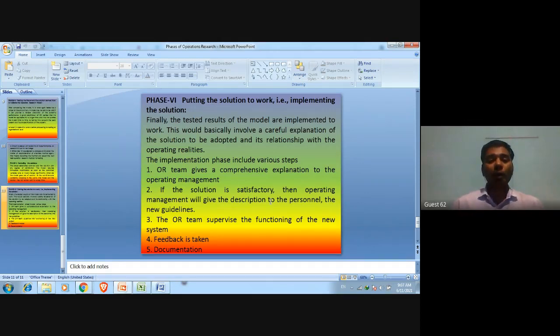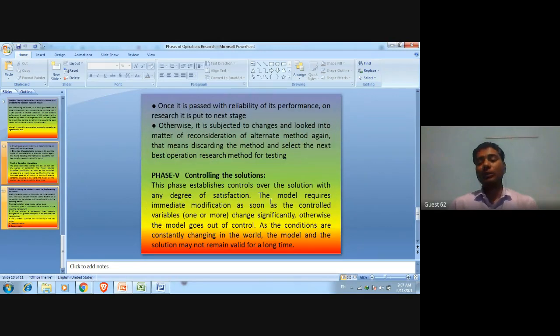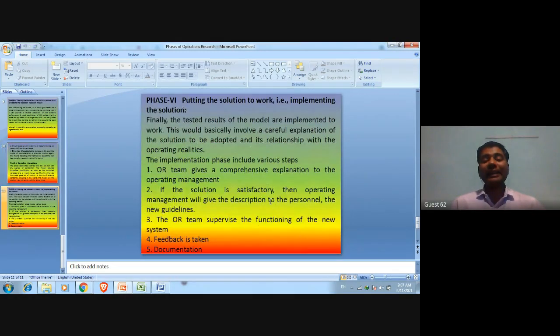And when your model is implemented, the operations research team, which constructed the model, will supervise the functioning of the new system. When the model is applied, the operations research team will always supervise it to see whether it is working properly or not. That's why the previous step was controlling the solution. If sometimes there is any problem, the operations research team can control the variables. Okay. Now, feedback is taken and documentation is done.